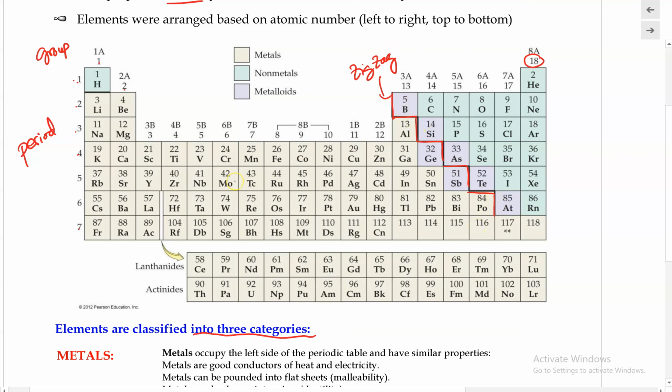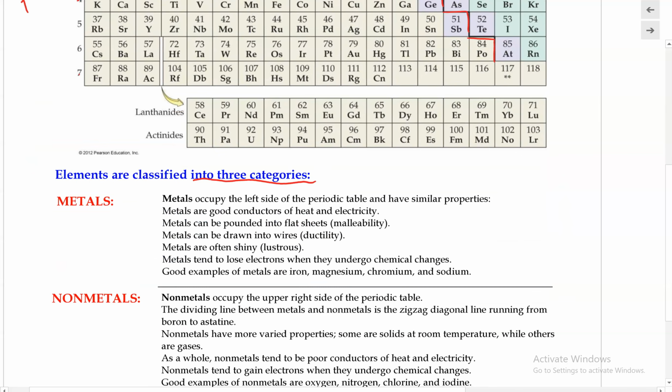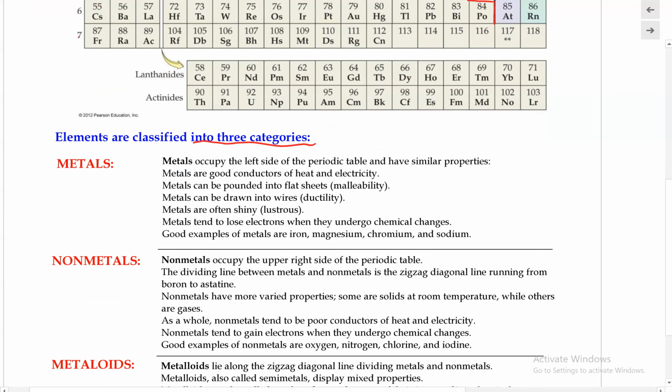To the left side of this zigzag line, that's where we'll find the metals. And to the right side of the zigzag line, that's where we'll find the non-metals, in green. And along this zigzag line, on top and bottom of it, in purple, that's where we'll find the metalloids. So, how do chemists classify metal, non-metal, or metalloid? The answer is we look at a very important chemical property.